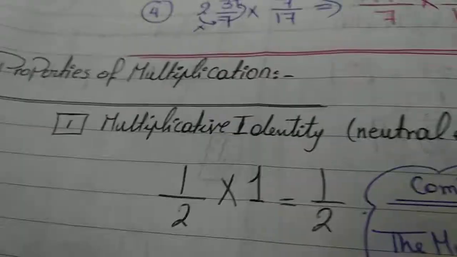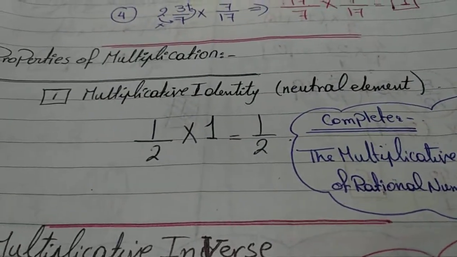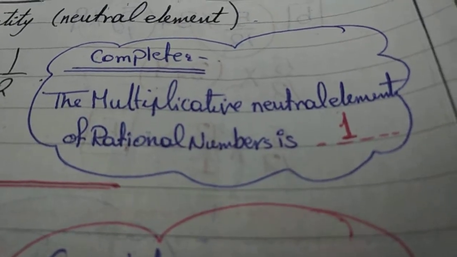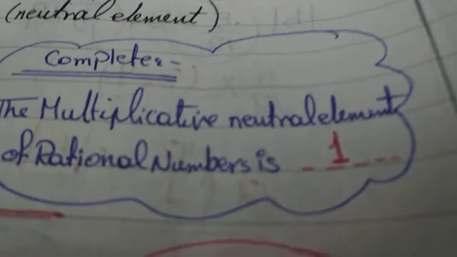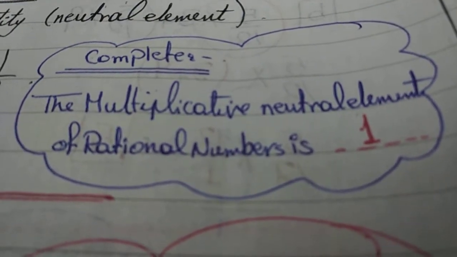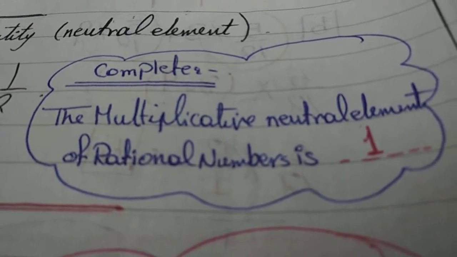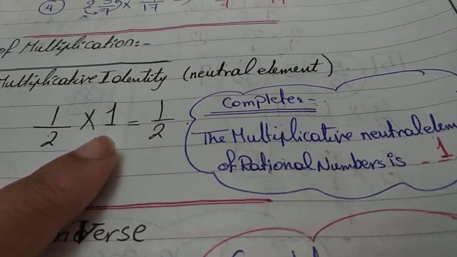The most important properties of multiplication. You must know the multiplicative identity or neutral element. The question: complete. The multiplicative neutral element of a rational number is 1. This is very important. Why? 1 is the mirror of multiplication.